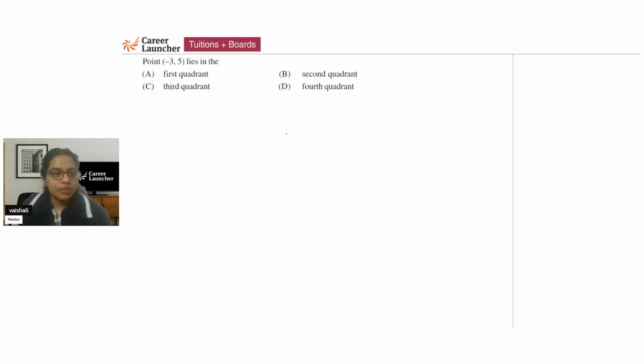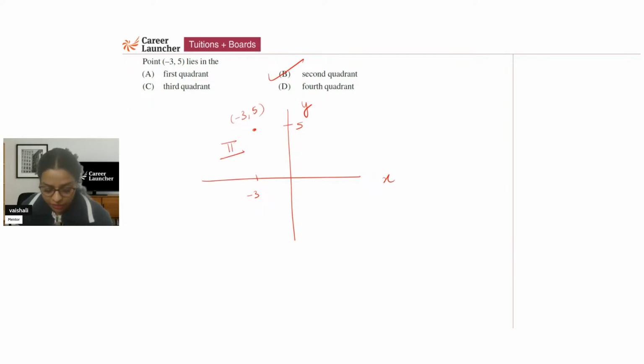Starting off with question number 1, we have a point which is -3, 5. It lies in what quadrant? So simply, if I say this is my x-axis and this is my y-axis, -3 means somewhere over here, this is my -3 and this is my 5. So ये किस quadrant में lie कर रहा है? Second quadrant. So second quadrant, which is option B, will be correct for this question.